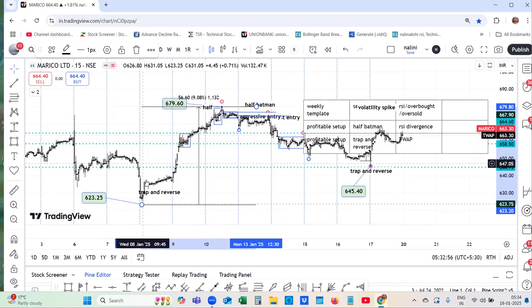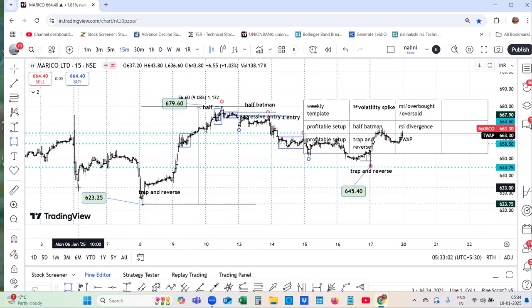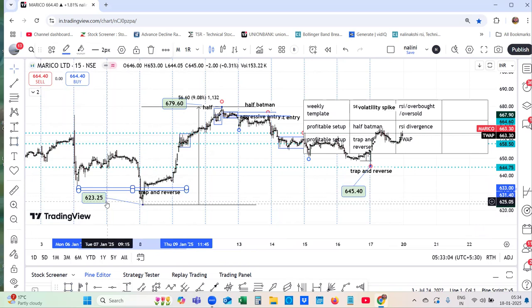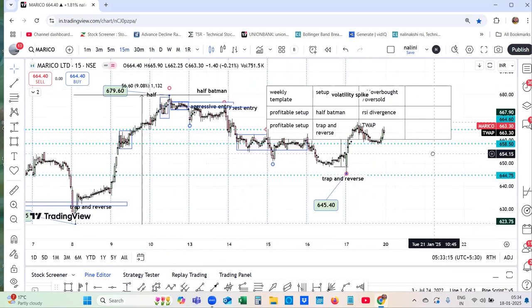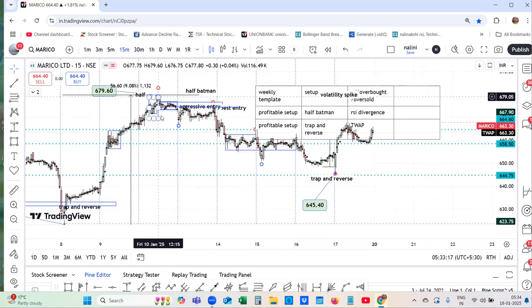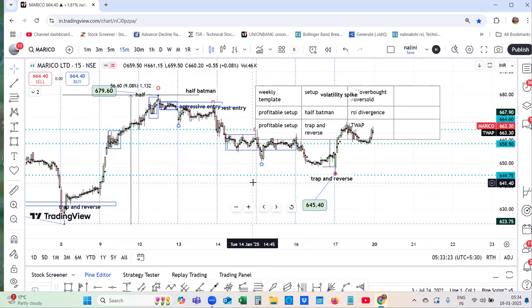This is very, very powerful because it is nothing but a liquidity sweep. Stop loss hunting, liquidity sweep. That's why it reversed, so you can see the imbalance, and after that we identified the trap and reverse. This is also a profitable setup. Once you see this setup, you can go for a reversal trade.